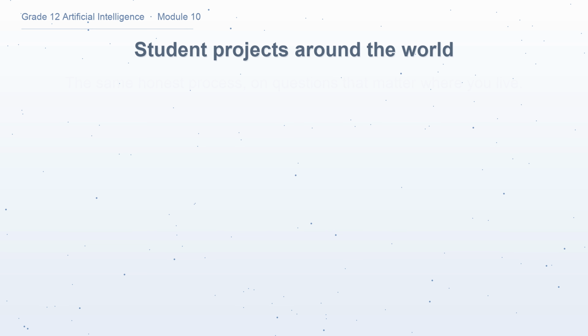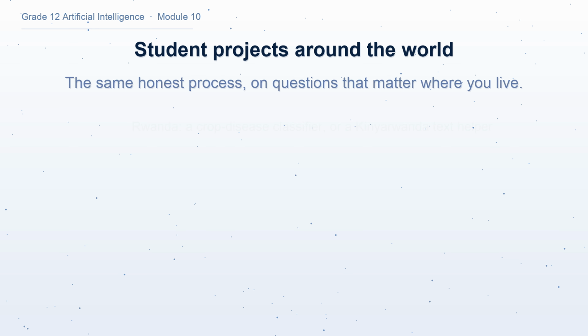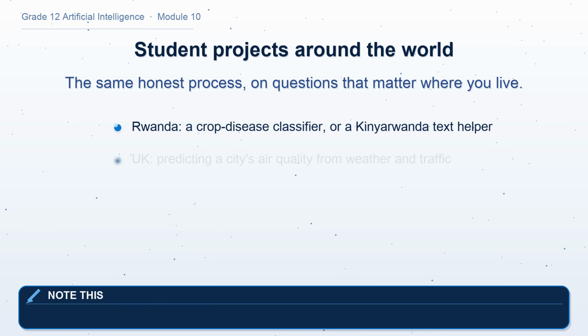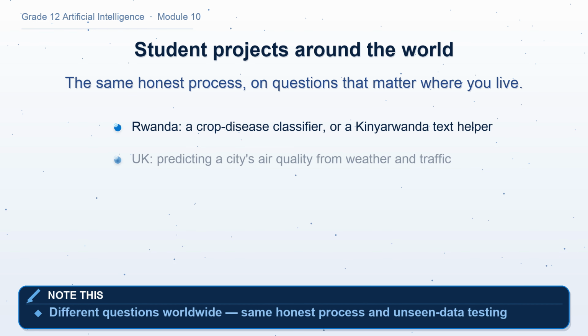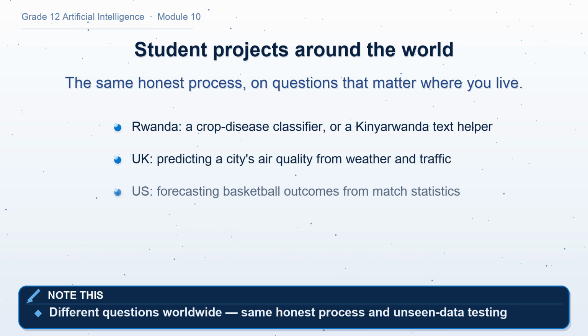Independent projects look different around the world, but the process is the same. In Rwanda, a student might build a crop disease classifier from leaf photographs or a Kinyarwanda text helper that suggests the next word. In the United Kingdom, a student might predict a city's air quality from weather and traffic data. In the United States, another might forecast basketball outcomes from match statistics.